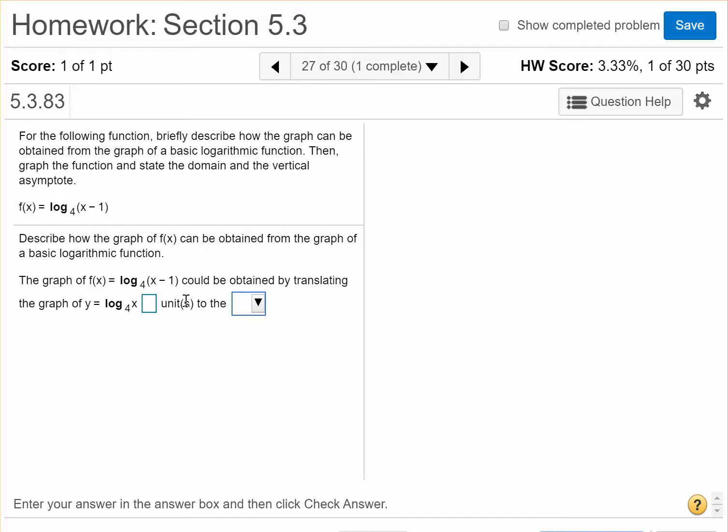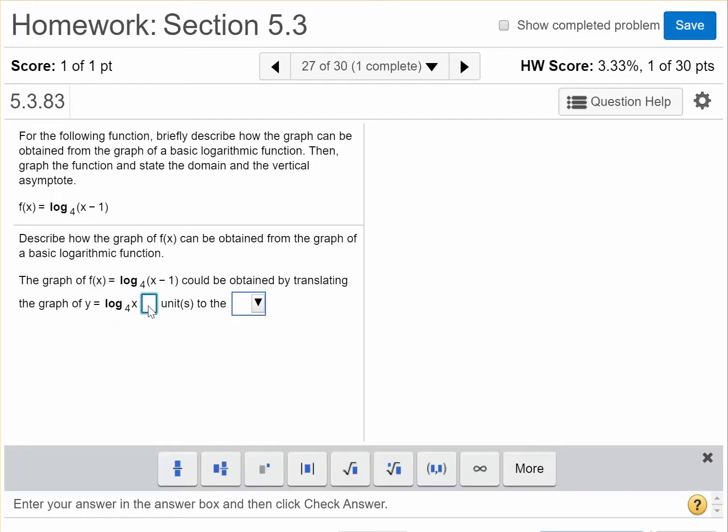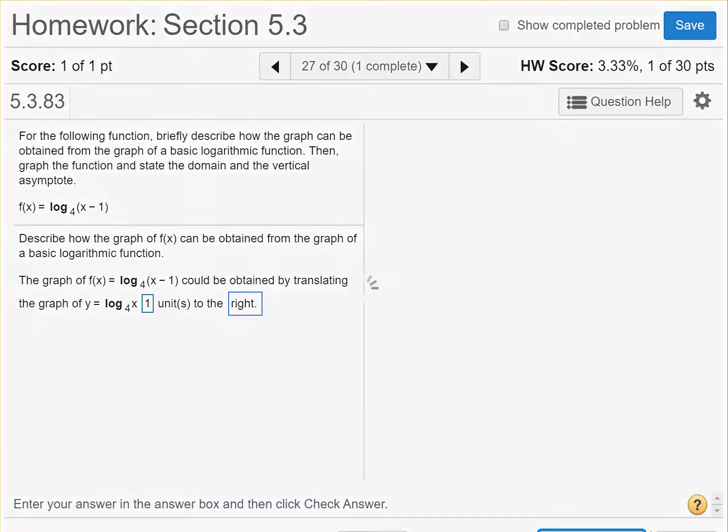All right, so here it says the graph could be obtained by translating the graph of y equals log base 4 of x, and it would be 1 unit to the right. Remember, because this is a horizontal shift, these are the ones that work kind of the opposite of what you might expect. We go 1 to the right. All right, so let's go ahead and check our answer here.